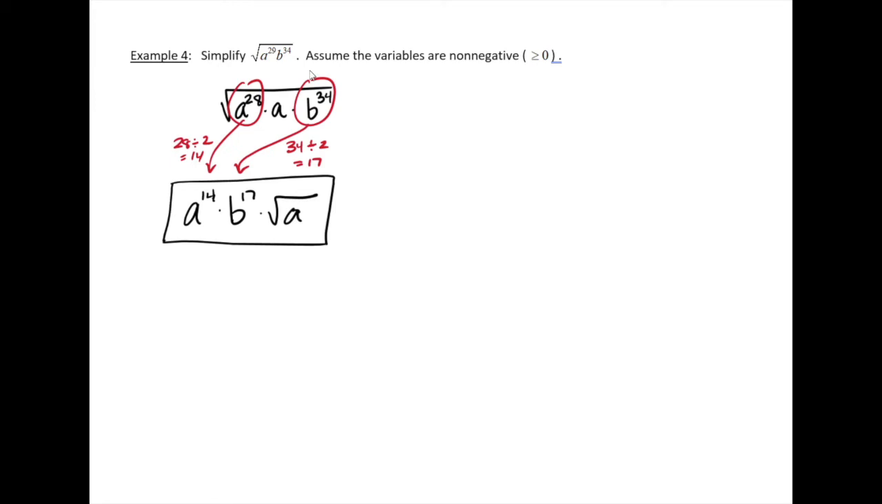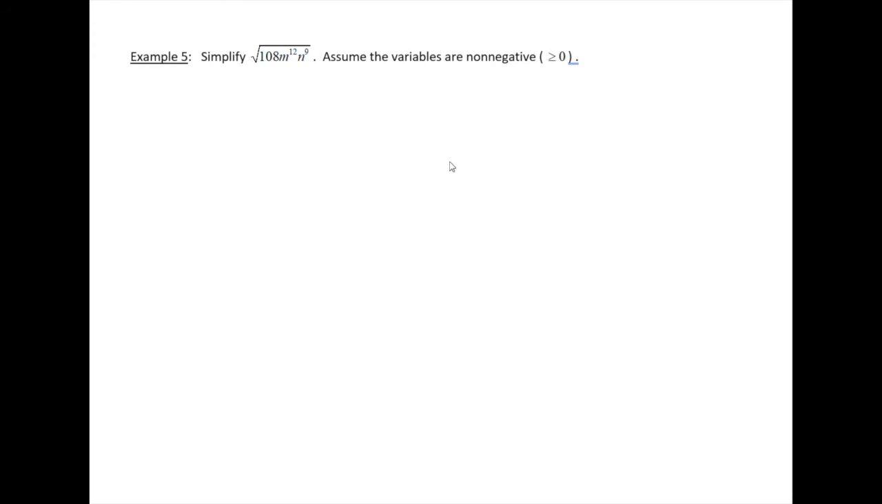Let's look at one last example where we have numbers and variables. In this example, we're simplifying the square root of 108 times m to the 12th power times n to the 9th power. Let's start with the number 108 and factor out the largest perfect square factor, if there is one. So we go through our list of perfect squares, and we try to find the largest number from this list that divides evenly into 108.